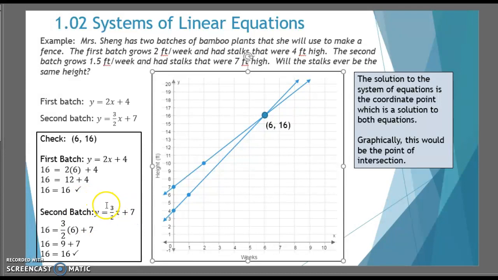Let's plug it into this equation and make sure it works. 16 for y, 6 for x. So 6 divided by 2 times 3 is 9. 9 plus 7 is 16. So it works. So that's how you graph systems of equations.